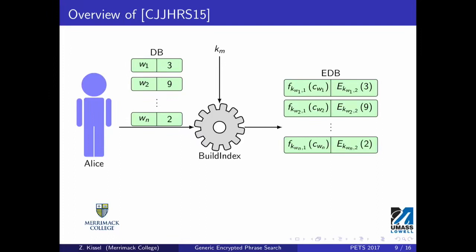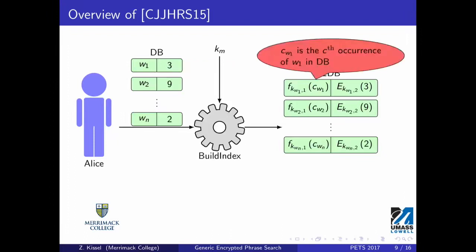These pseudorandom labels are generated by applying a pseudorandom function with keys derived as follows. So the pseudorandom function uses key KW1, which is derived from a PRF keyed with the master key. Likewise, for the encryption algorithm, we apply a key derivation function again. The C in the entry is a counter for the Wth occurrence of that keyword in the document collection.